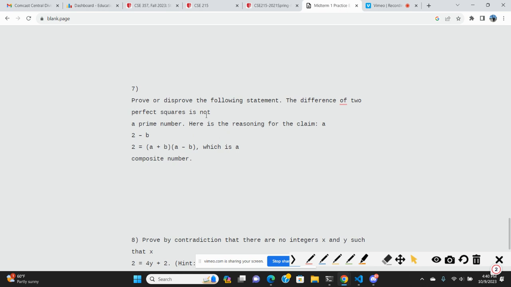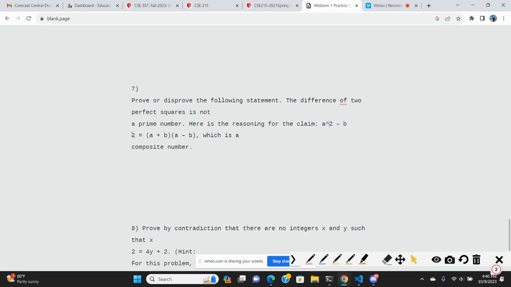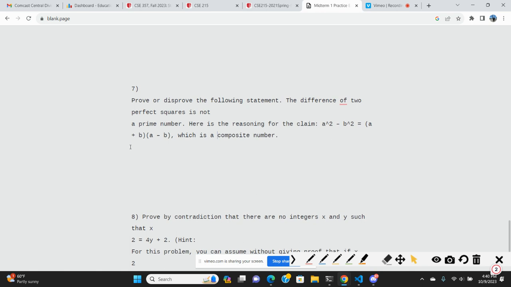Next, we move on to 7. So we have to prove or disprove the following statement: the difference of two perfect squares is not a prime number. Here's the reasoning for this claim. It's saying a squared minus b squared is equal to (a plus b)(a minus b), the difference of squares factorization, which is a composite number because it has two factors, right? It's divisible by some number, so this is composite.